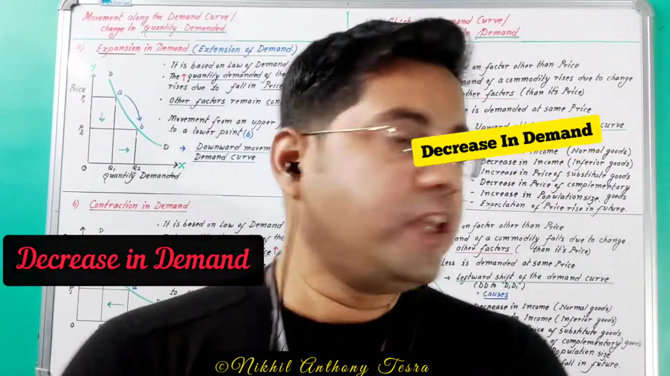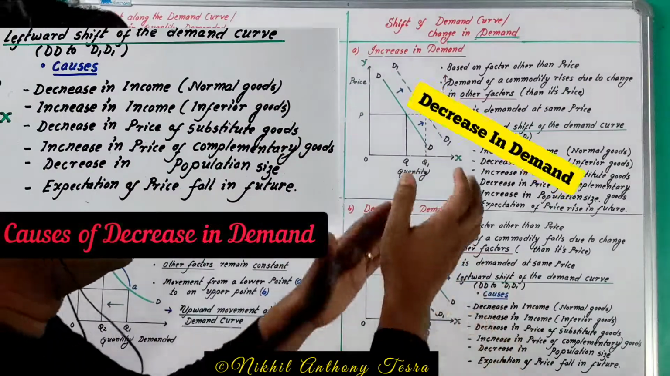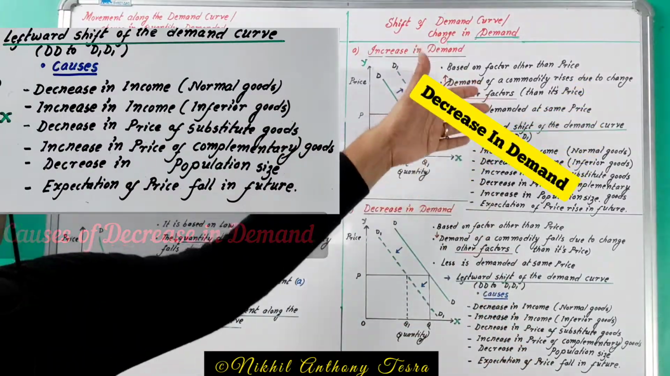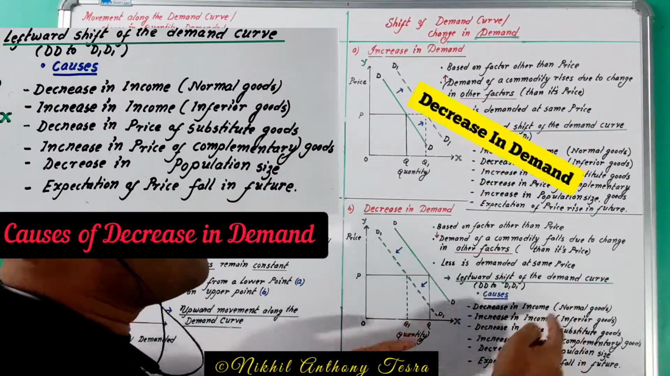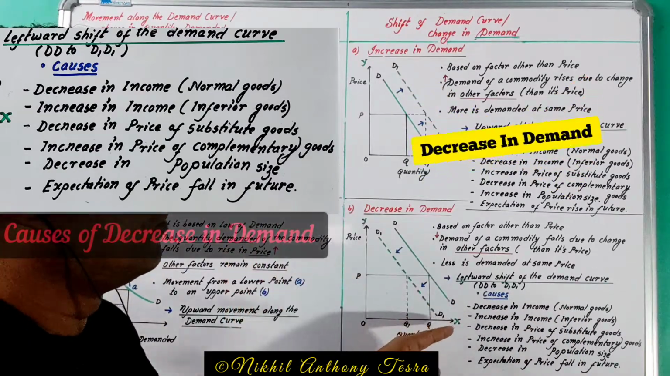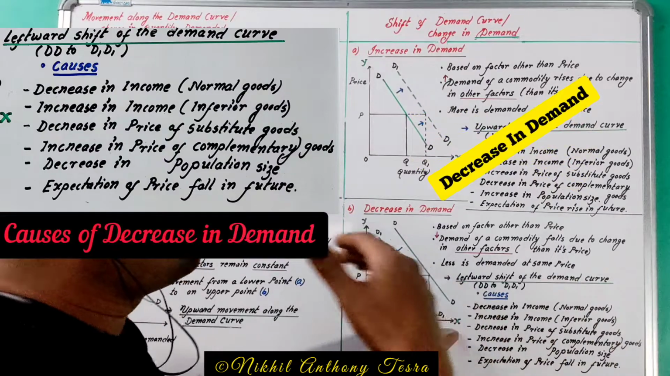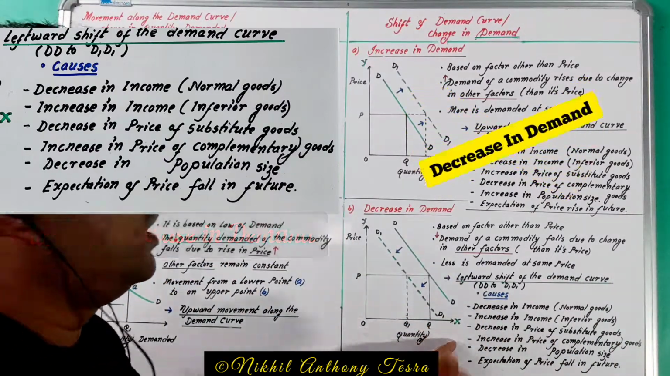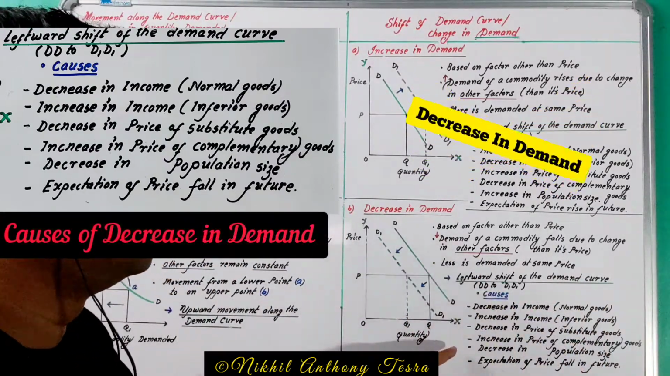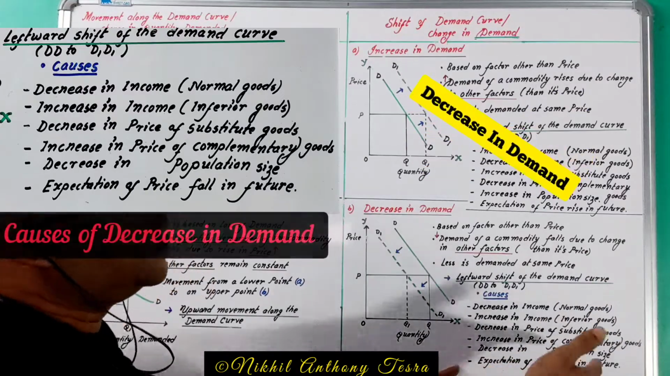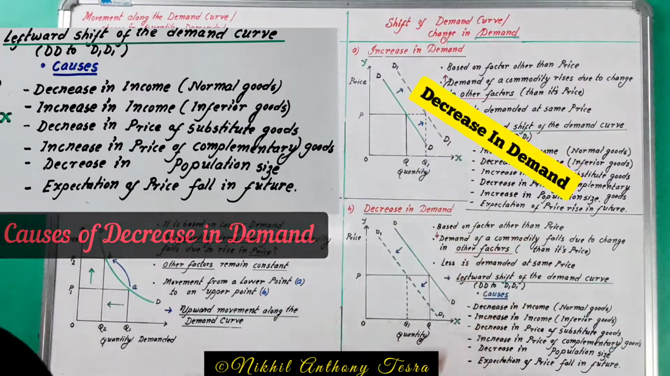So friends, very quickly I'm just covering the causes. These are the opposite of the above causes. Number 1, for normal goods, decrease in income. For inferior goods, increase in income. Decrease in price of the substitute goods. Increase in price of the complementary goods. Decrease in population size. Expectations of price fall in future.